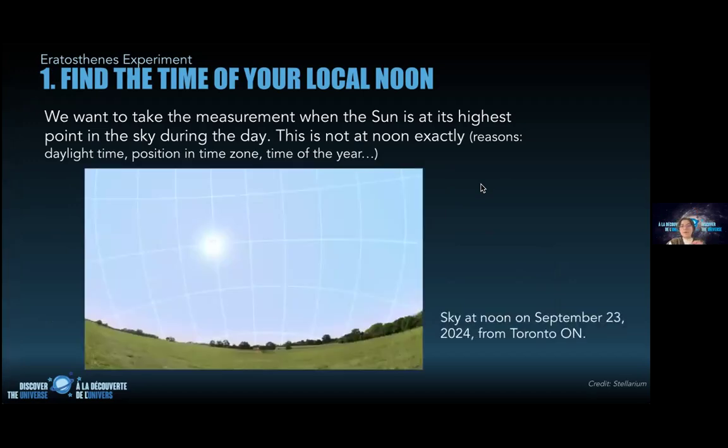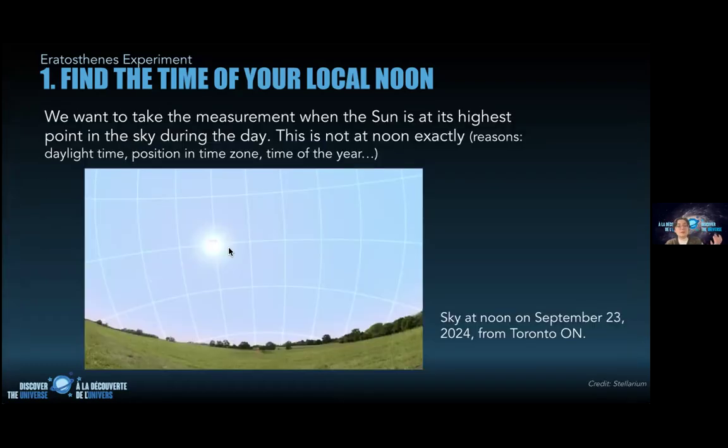I used an online tool that I'll talk about in a second to take this screenshot of the sky at noon, just 12 p.m. on September 23rd, 2024 from Toronto. And you can see that it is not at its highest point. It will be at its highest point when it's in line with this middle line right here from south to north. It goes all the way across the sky. And you can see that right at noon, it is not aligned with that at all.